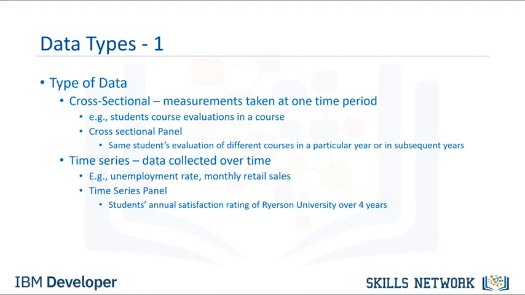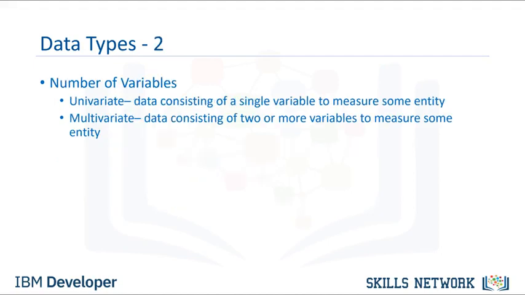So based on the type of data, cross-sectional, panel, time series, we will pick appropriate statistical tools to deal with that. If your dataset has only one variable, it's called a univariate dataset, and if you have multiple variables in your dataset, then it's a multivariate dataset.